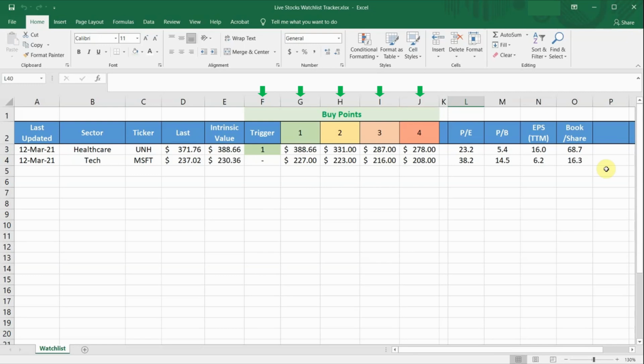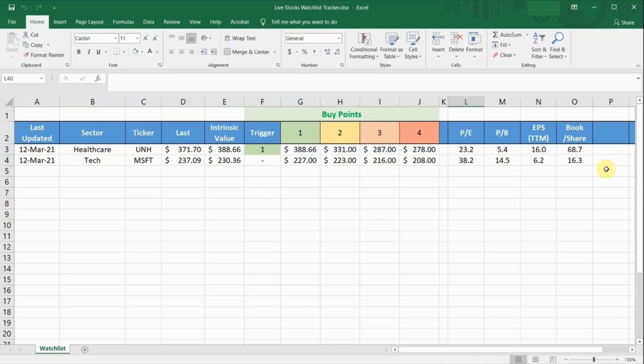So the next question you might ask is, how are the different price points determined? So my price levels are all determined based on key support and resistance levels that I've identified. If you're new to investing or someone looking to invest in the long run, I would definitely recommend you to watch my earlier video on how to identify key support and resistance levels. This will definitely be very useful in helping you to determine the right price levels to purchase your stocks. The other question you might be thinking is, how does the intrinsic value tie in with my different buy points?